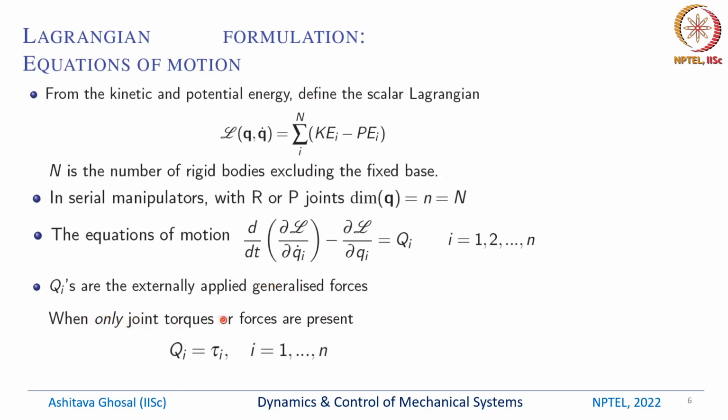When only joint torques or forces are present at the links, so there is no other external force being applied, the capital Qi will be nothing but the torque supplied by the motors at the joints.